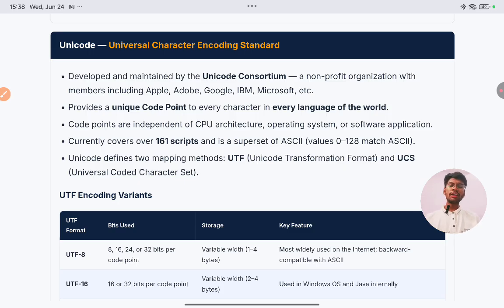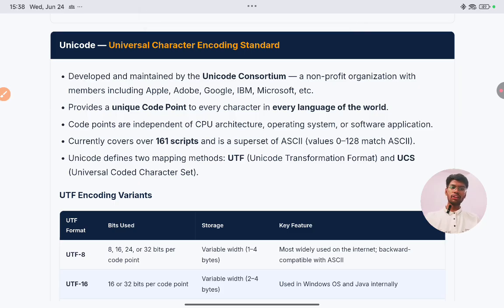Code points are machine independent, meaning CPU architecture independent, software independent, and operating system independent, and Unicode currently covers 161 scripts and is a superset of ASCII. Unicode defines two mapping methods: Unicode Transformation Format and Universal Character Set. In the syllabus, only the UTF-8 and UTF-32 variants are there.